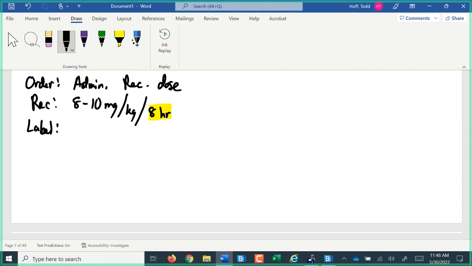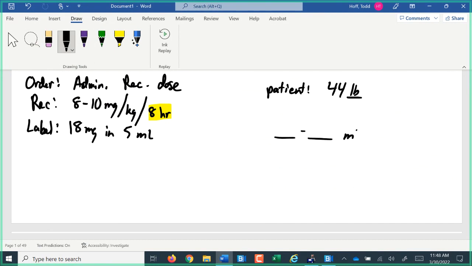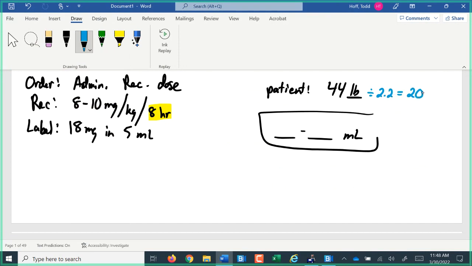Our label on the bottle, once again, is telling us that we have 18 milligrams in 5 milliliters. And we need to know something about our patient. So in this one, the patient is 44 pounds. And we're just going to find our range in milliliters to be administered to the patient. So again, we need to know the weight of our patient. So we're going to take the 44 divided by 2.2, 20 kilograms. That's the number we need because this is based in kilograms.